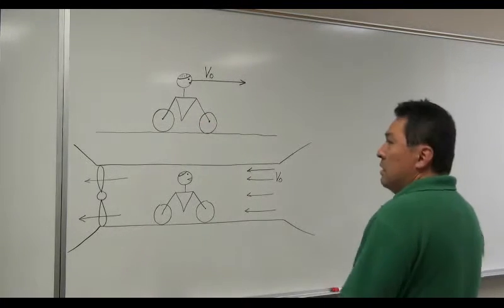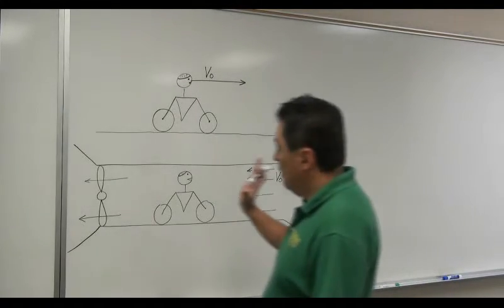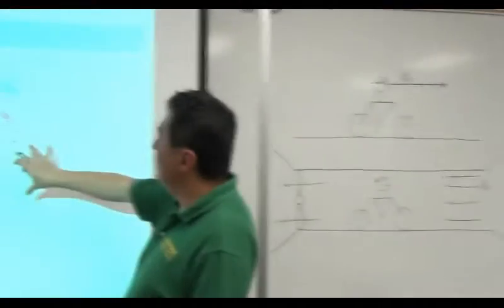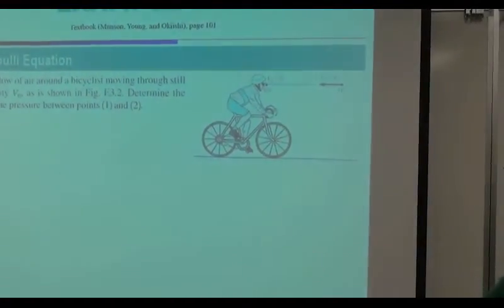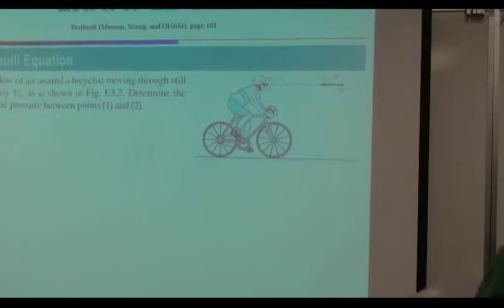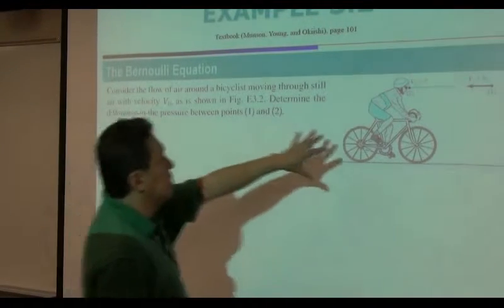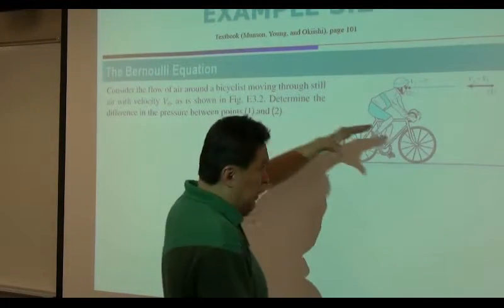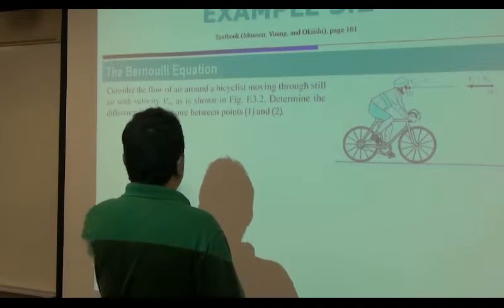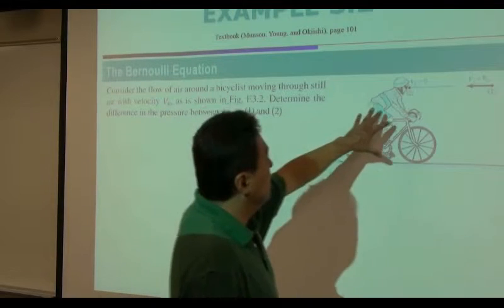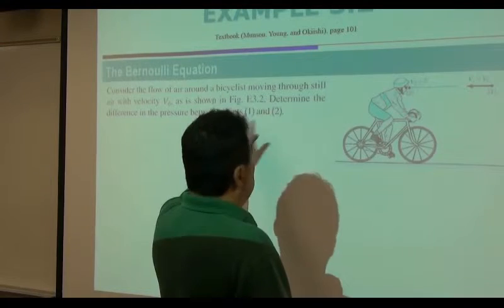Okay. So what I wanted to emphasize here is, it's fairly confusing if you take a look at this figure. There's a problem on this figure. Let's take a look once again at the problem statement. The problem statement says that this bicyclist is moving through still air. That means air is actually not moving. Velocity is v0. That's the velocity of this person moving. Then determine the points 1 and 2.